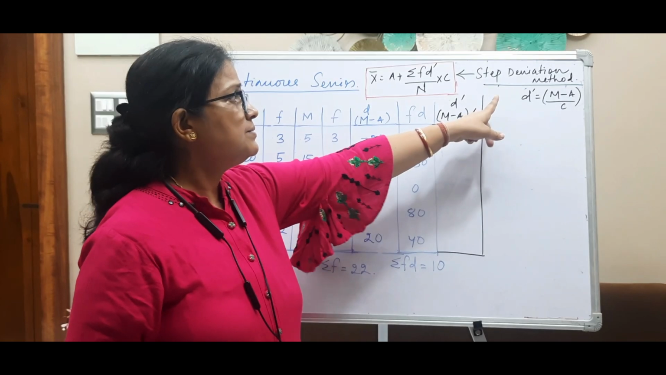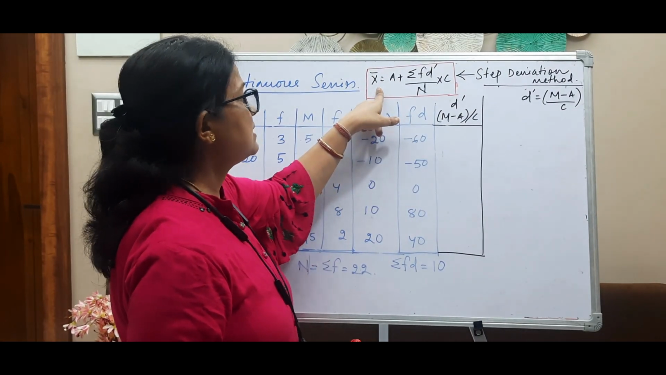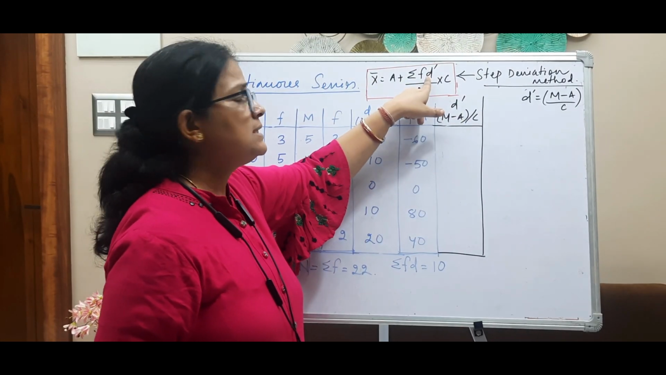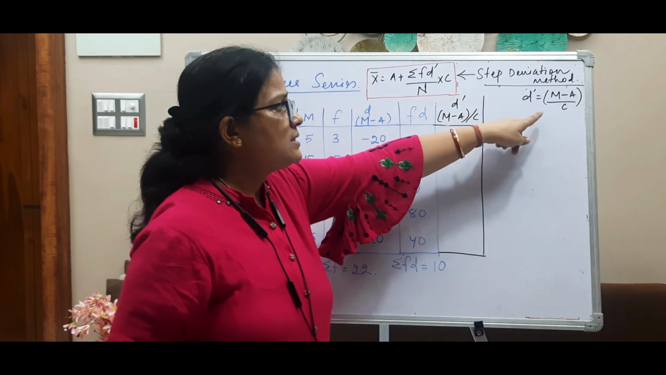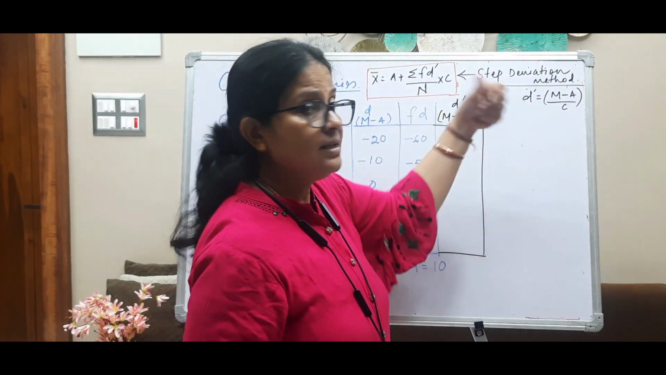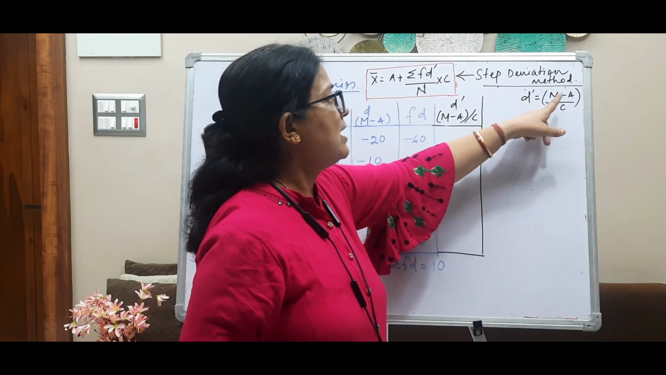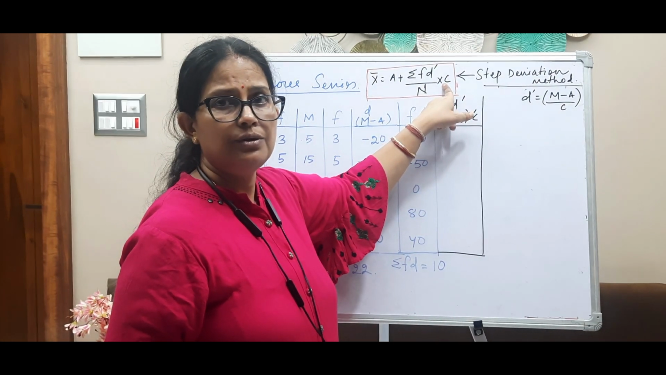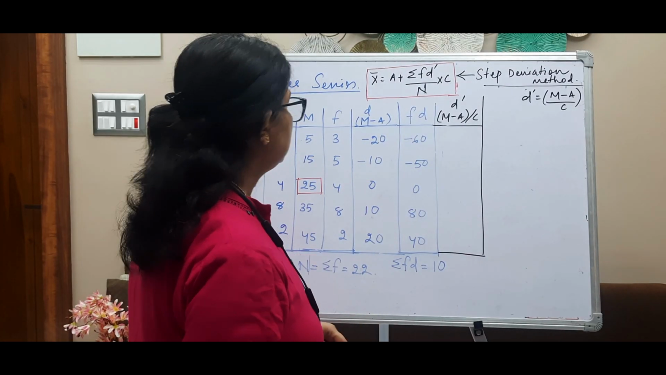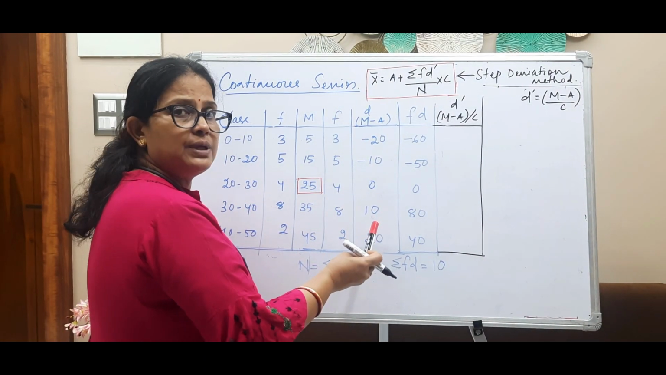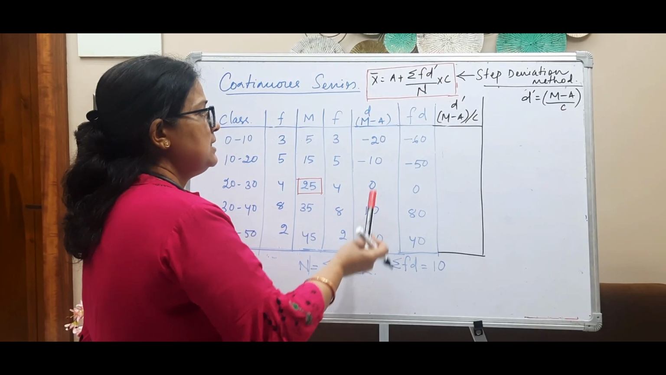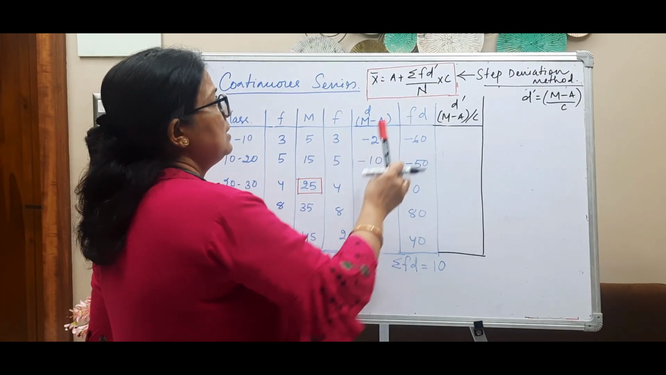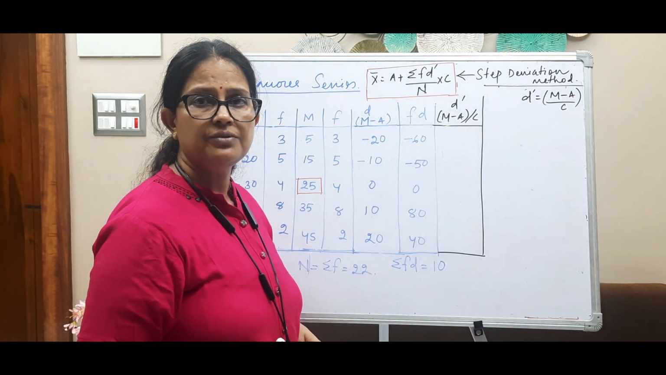Now we discuss step deviation method. The formula is x bar equal to a plus sigma of f d dash divided by n into c. What is d dash? d dash equal to m minus a by c. In the previous case for discrete series, we wrote x minus a divided by c. c is the common factor, and we have to choose one number which is easily divisible by all our deviation values. And n is the summation of the frequency.